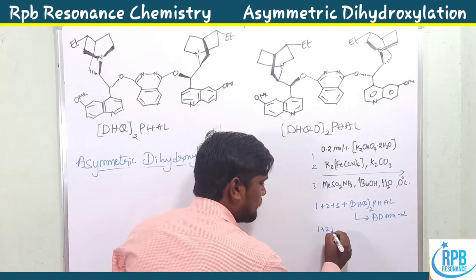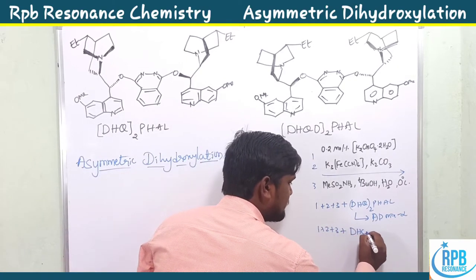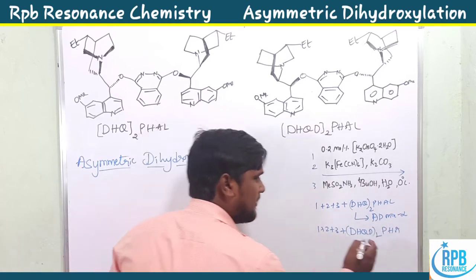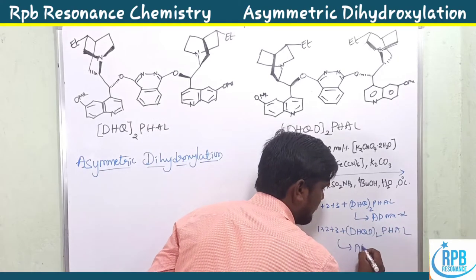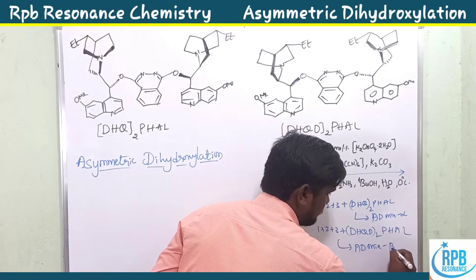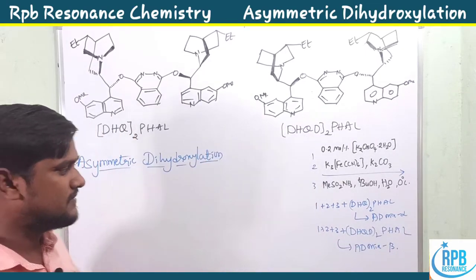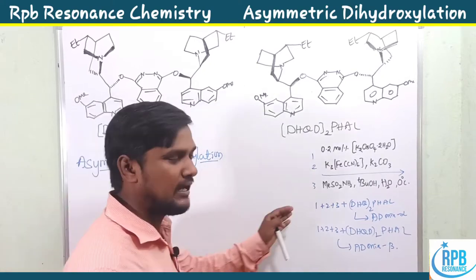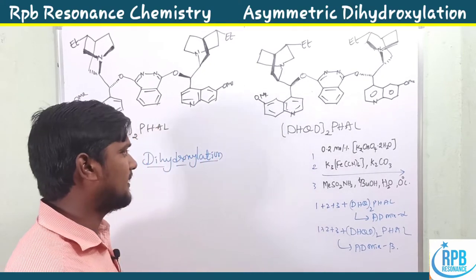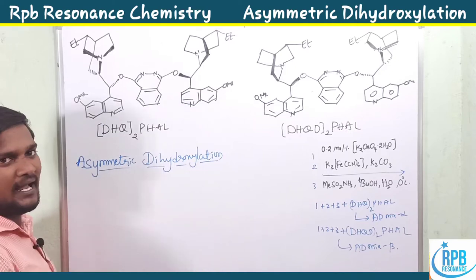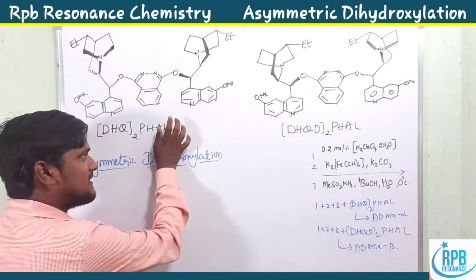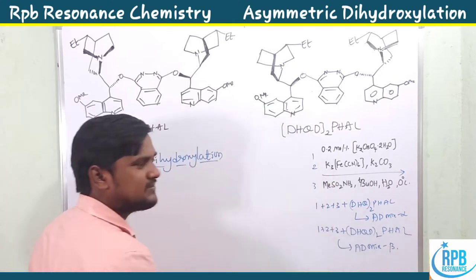So 1 plus 2 plus 3 plus the DHQD chiral ligand, that is dihydroquinidine PHAL, is called AD mix beta. So this is AD mix alpha, and this is AD mix beta. These two are very wonderful chiral ligands. This is the use of asymmetric dihydroxylation. AD mix alpha indicates DHQ, AD mix beta indicates DHQD.